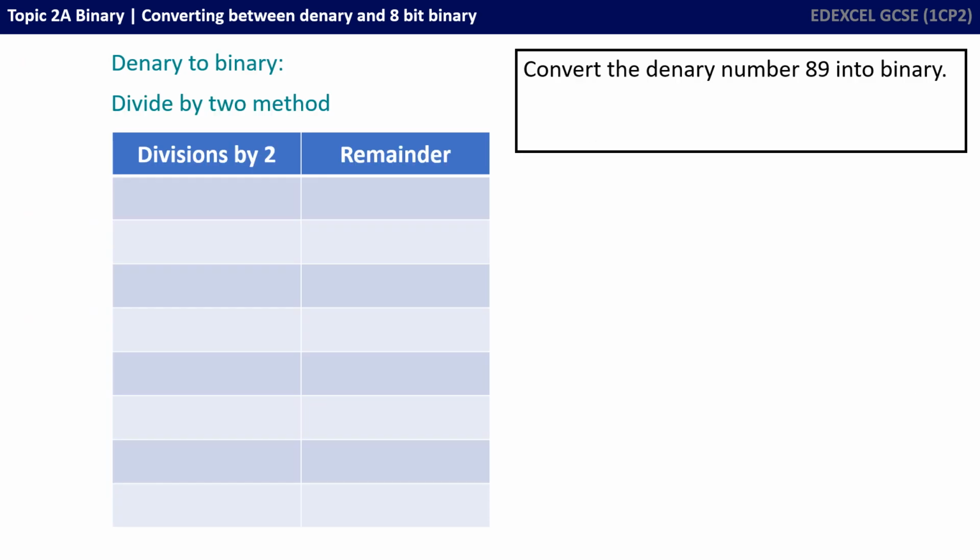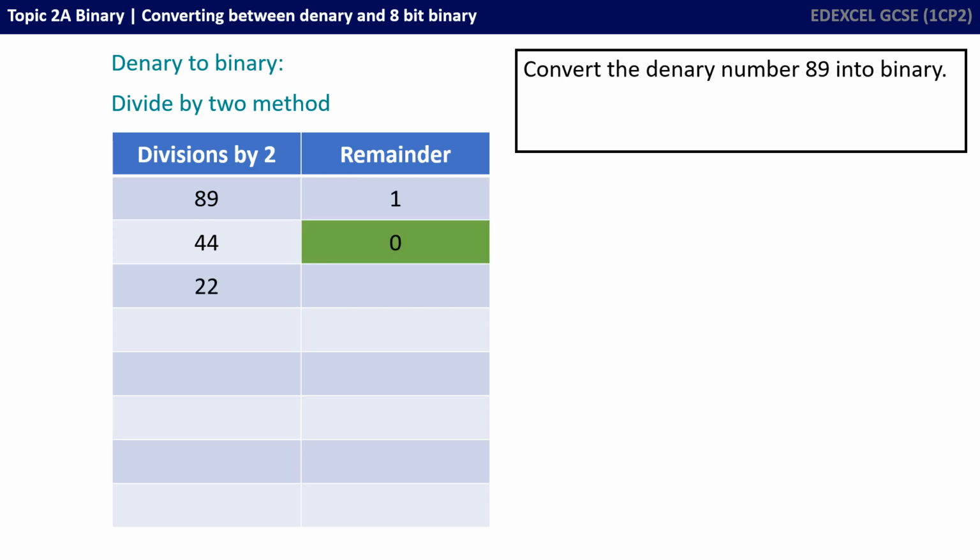Okay, so here's the divide by 2 method. We're going to start with the number 89, and we're going to progressively divide it by 2 and work out what's remaining at each stage. So we start with 89, we divide by 2, which gives us 44, and there is 1 left over. So we write a 1 in the remainder column, and we continue.